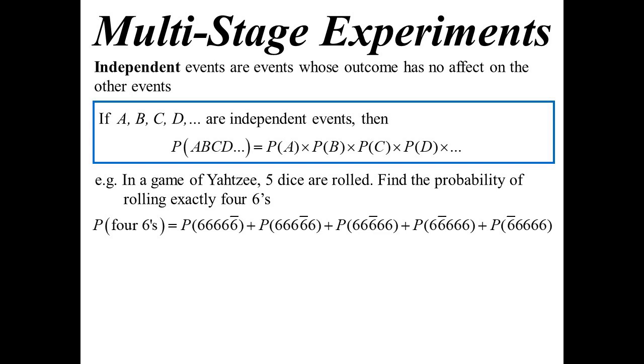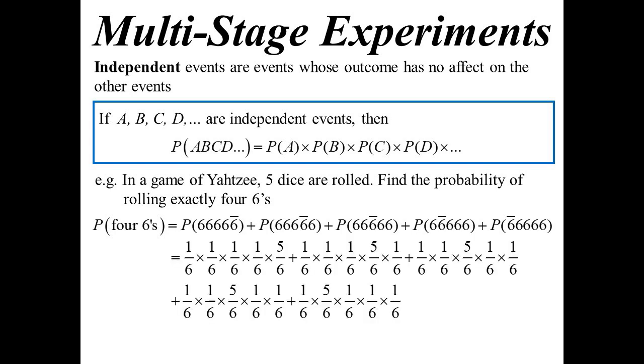I could roll 6, then a 6, then 6, 6, then not a 6, or 6, then a 6, then a 6, then not a 6, then a 6, or 6, then a 6, and not a 6, then a 6, then a 6, or 6, then not a 6, then 6, then a 6, then a 6, or not a 6, then a 6, then a 6, then a 6, then a 6.